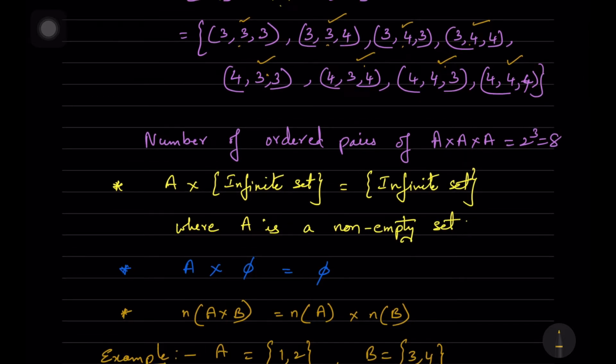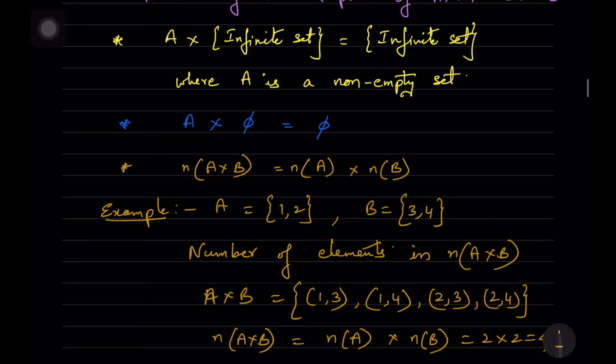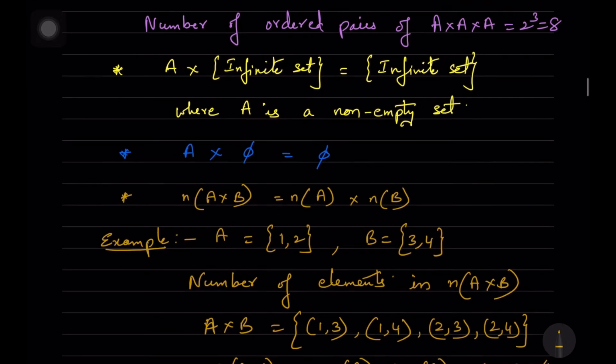Next, n of A cross B is equal to n of A into n of B. That is, number of elements of A cross B is equal to number of elements of A into number of elements of B. Now we have seen here the number of ordered pairs in A cross A, no? So here we are seeing the number of elements in A cross B is equal to n of A into n of B. We'll just see an example of that and how this is done.